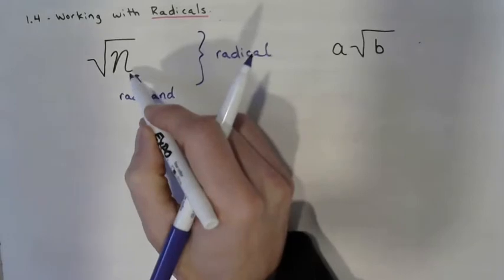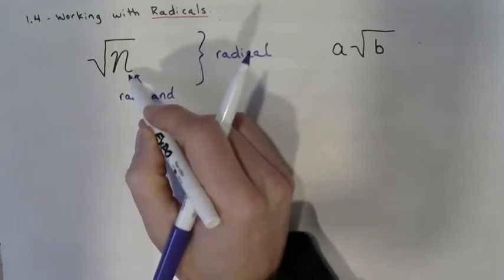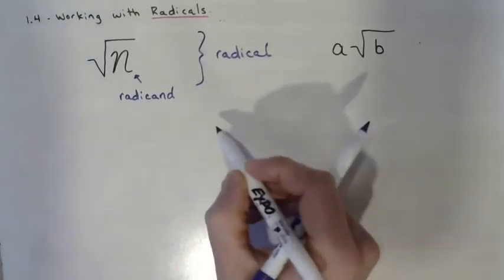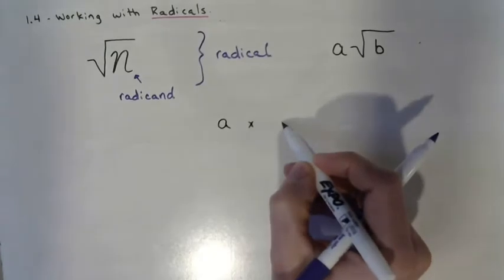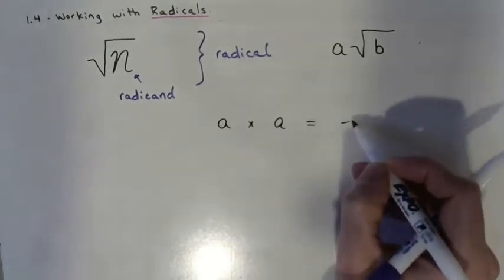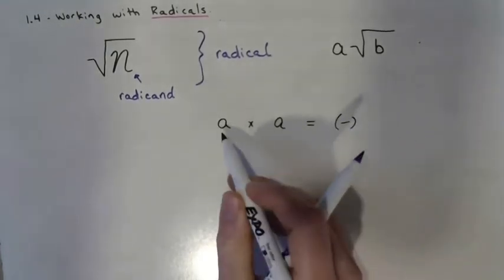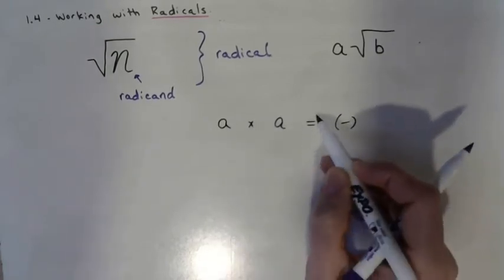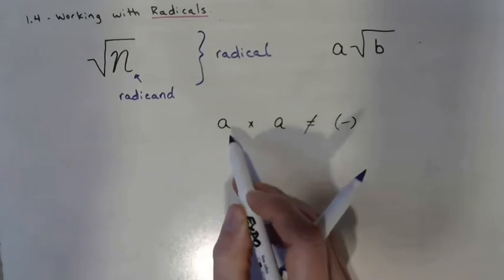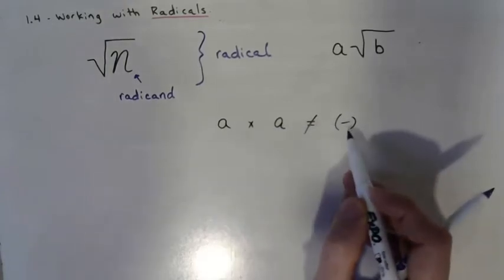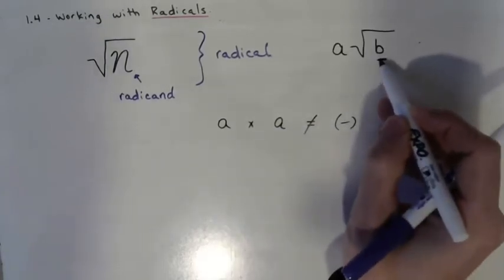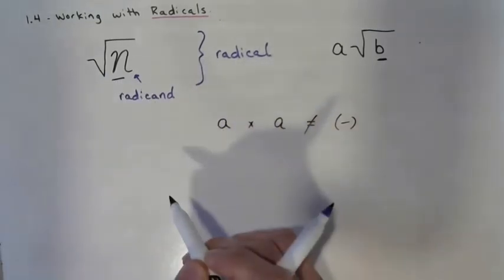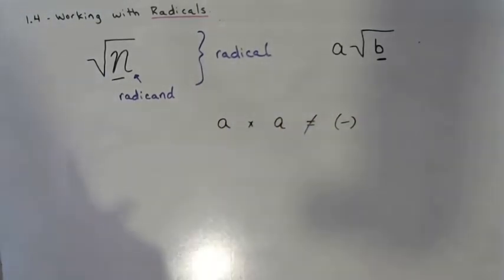Here also n has to be greater than 0. There's no such thing as a negative radical. You can't take the square root of a negative number because there's no such thing as a value times itself that would equal a negative number. Okay, if A is positive, then positive times positive is positive. And if A is negative, then a negative times a negative is a positive. So this value, the radicand, can never be negative, okay?